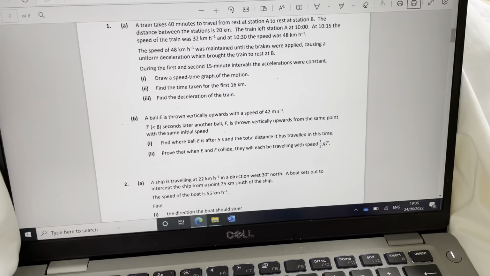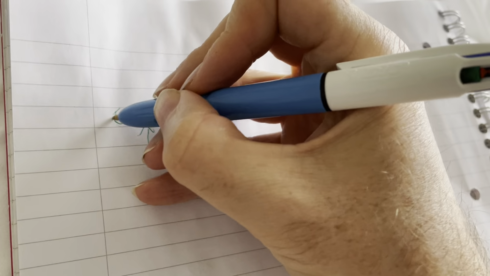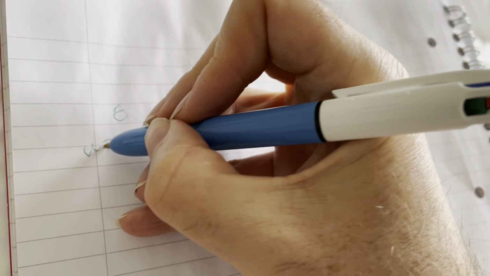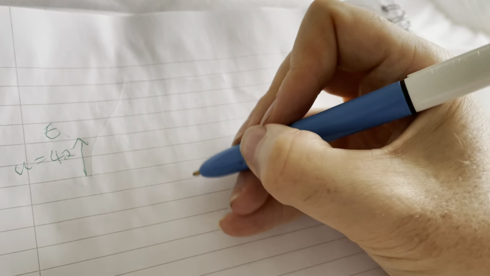Okay, so ball E thrown up vertically with speed 42. And then T minus 8.